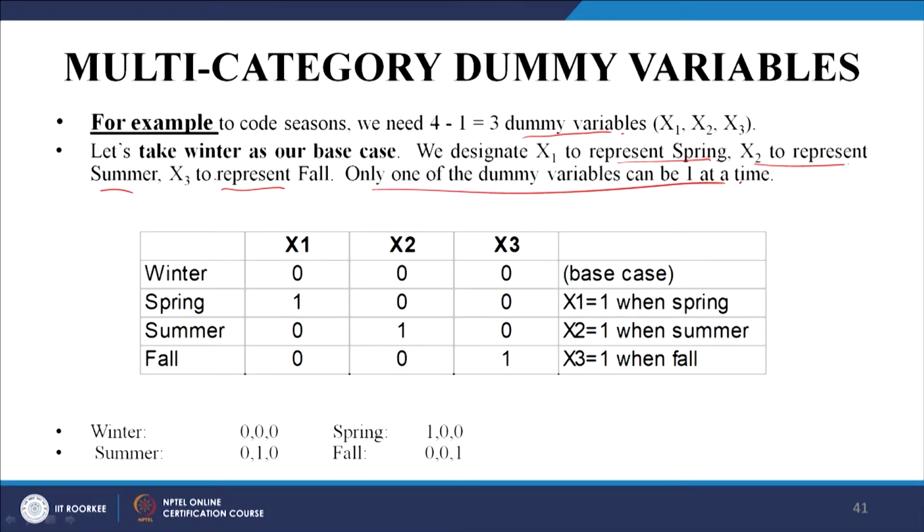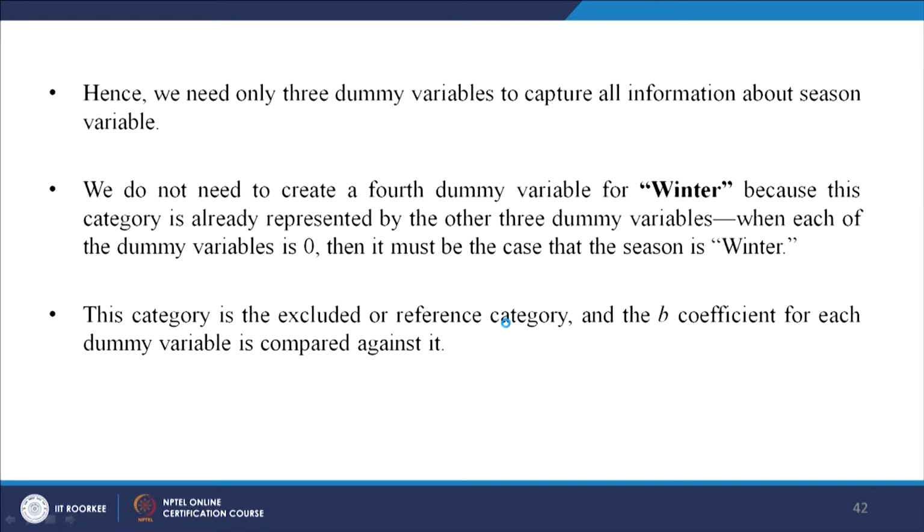So, we have taken winter, spring, summer and fall, and winter is our comparison group. When it is winter, all are 0 obviously. When it is spring, it is 1 0 0. When it is summer, you just see 0 1 0. So, you can do that. Hence, we need only 3 dummy variables to capture our information.